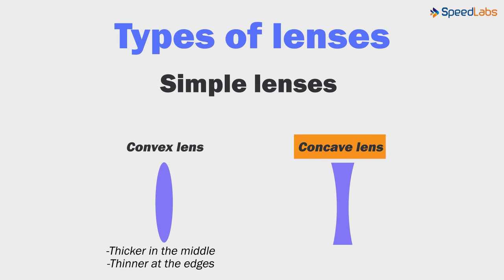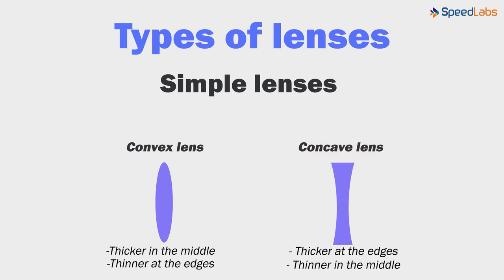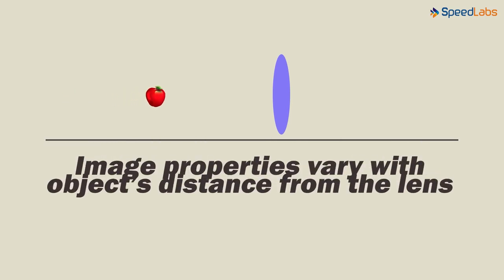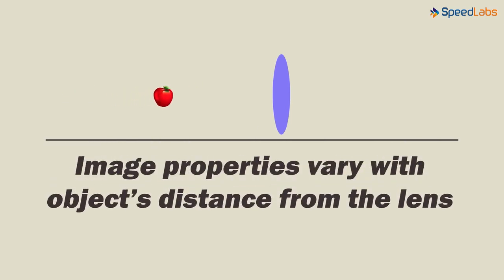If we move our hand over the concave lens, we will find it to be thicker at the edges and thinner in the middle. Both the lenses are transparent and they both form images of objects. Just like in the case of spherical mirrors, here too the properties of images vary with the object's distance from the lens. We will study these properties in our next video.